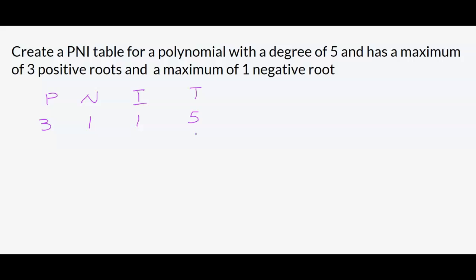The other thing we can do here is subtract 2 from the positive to get 1. And the negative, we cannot change because it's 1 here. 1 minus 2, remember we cannot have a negative value here. So this is going to be 1. And then we're still going to have 5 as the total number of roots. And this is going to give us 3. So this is a possible PNI table for this polynomial.